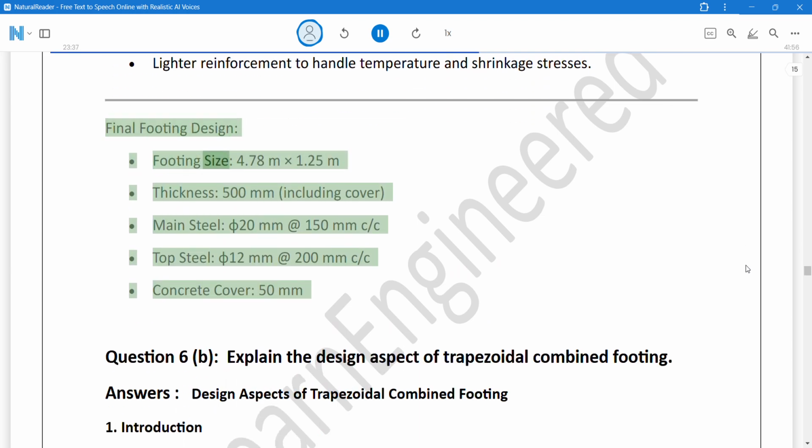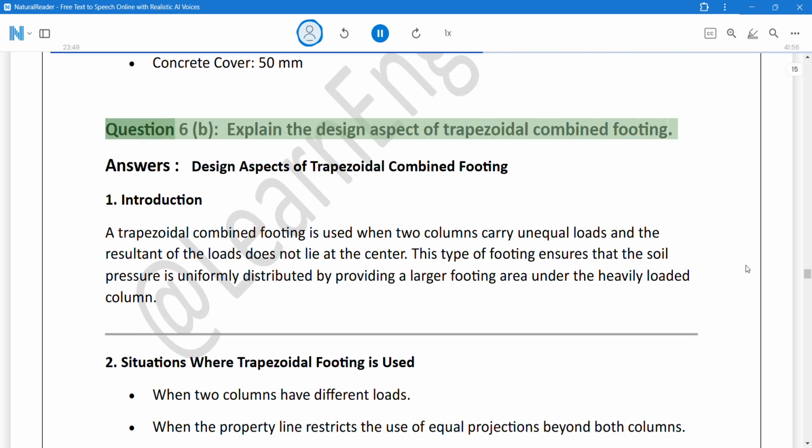Final footing design: footing size 4.78 m x 1.25 m, thickness 500 mm, main steel Phi 20 mm at 150 mm c/c, top steel Phi 12 mm at 200 mm c/c, concrete cover 50 mm.